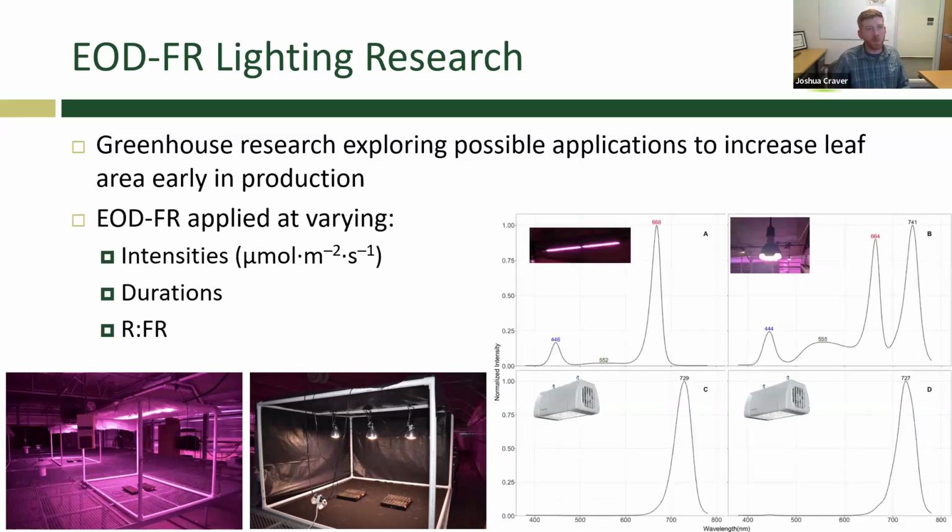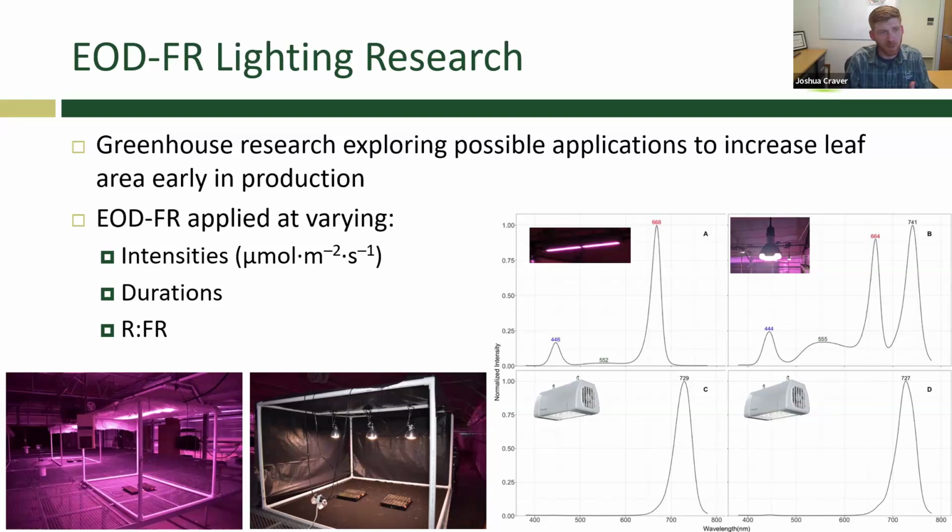So we applied end-of-day far red light. We used flowering lamps like you see over here on the bottom right, but then we also used Elixia fixtures that you can see over here on the bottom, and these gave us very discrete wave bands of far red, so that we could provide very specific red to far red ratios. As a result, we were able to manipulate the intensity of light we provided for an end-of-day far red application, how long we provided it, and ultimately the red to far red ratio.